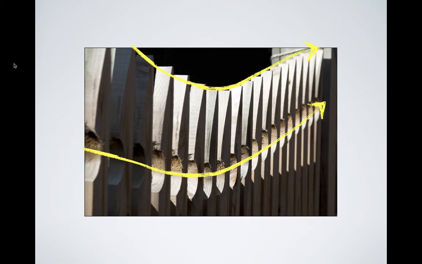Just another example of how lines don't have to be physical lines, connected lines. They can be a series of objects arranged in a way that they create a line, because our brains, the way that we're wired to look for patterns and meaning, will connect the dots perceptually, and we'll see a line, just like we see here, with a line of the cutout holes in the fence, as well as the tips of the points in the fence, and it carries us along this curve.